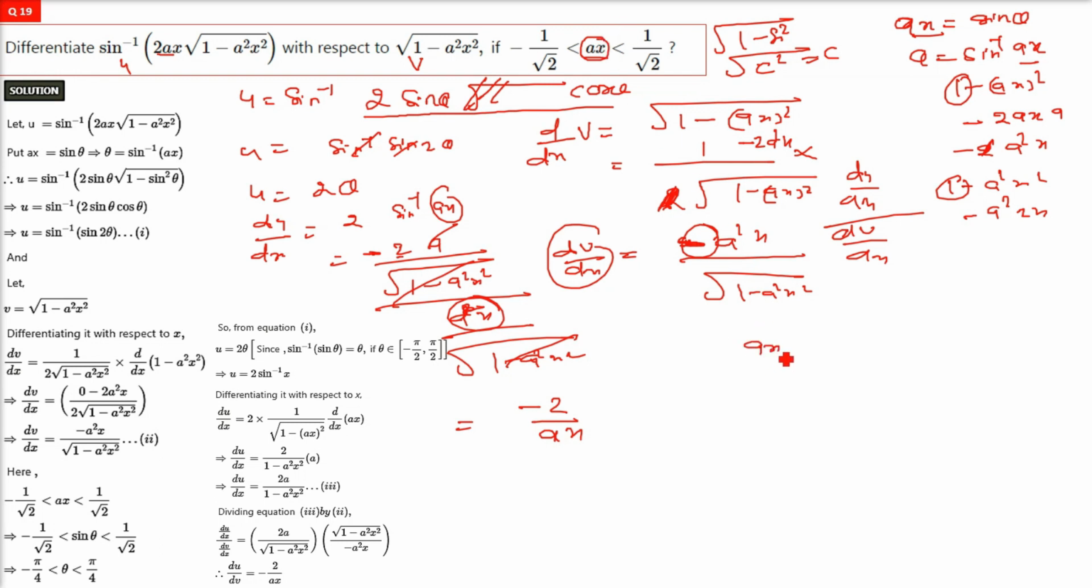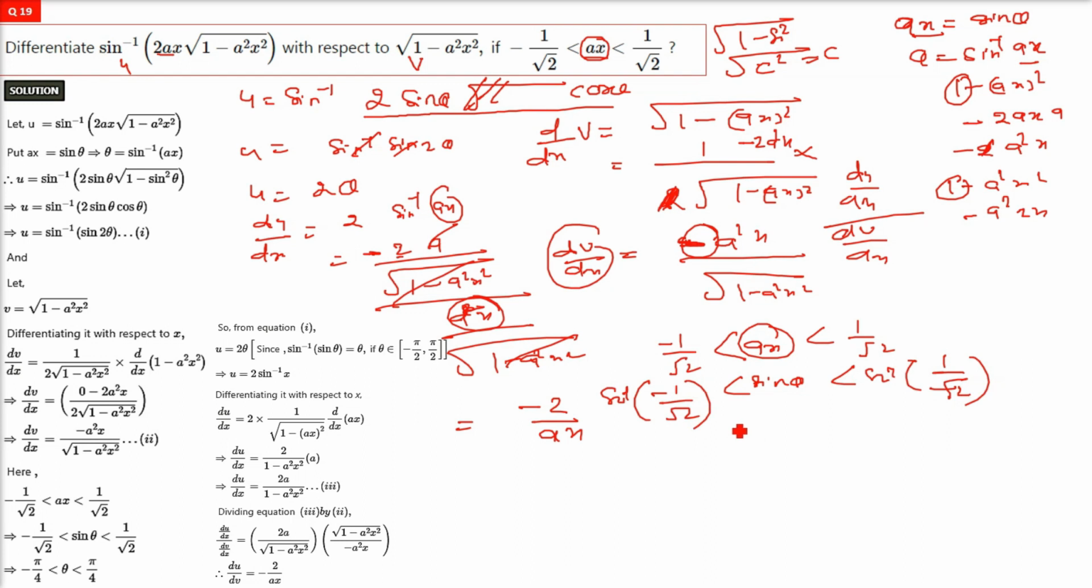Now let us check this ax, it's between minus 1 by root 2 and 1 by root 2. Ax is sine theta. Sine theta is between minus 1 by root 2 and 1 by root 2. And theta is equal to sine inverse of these. Okay. So this you can write just minus pi by 4 and pi by 4, theta is between these two. And this is between the range. Because twice of theta is there, u equals twice of theta, it will be minus pi by 2 and pi by 2, which is well in our range and we can go about it. Okay.